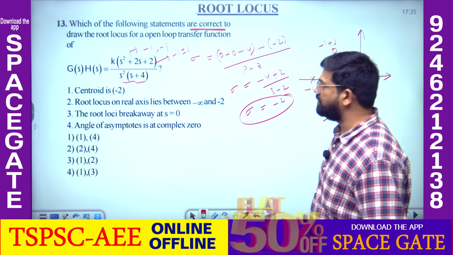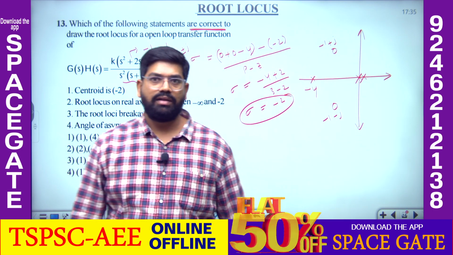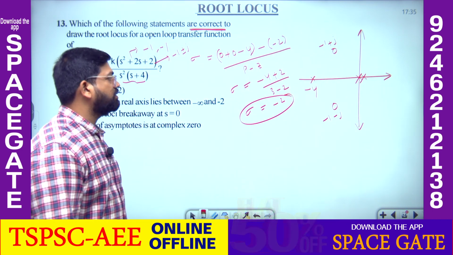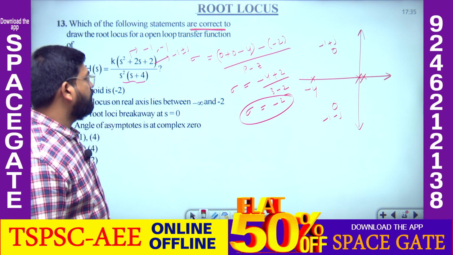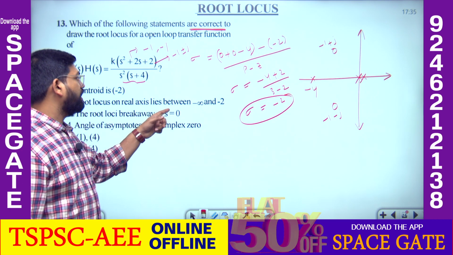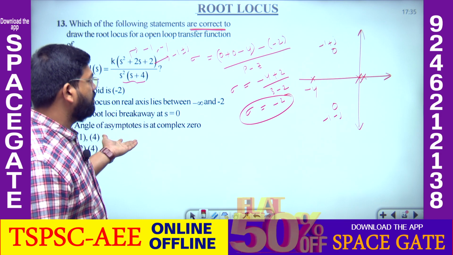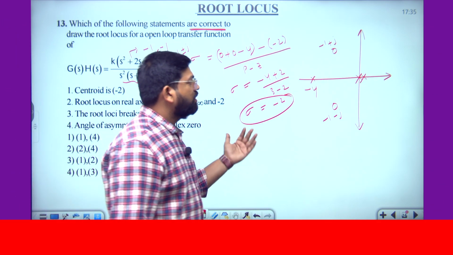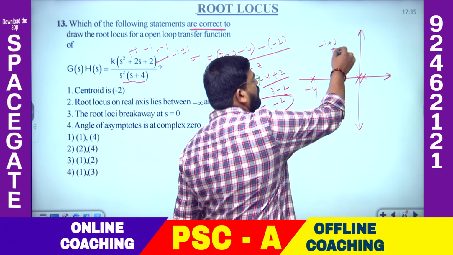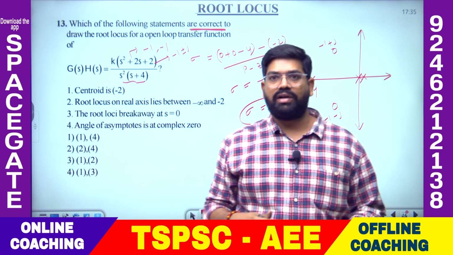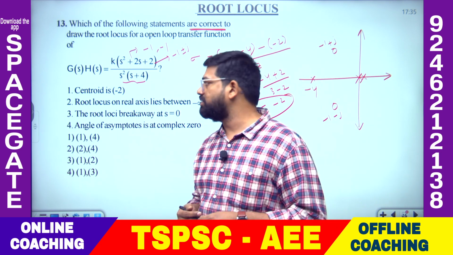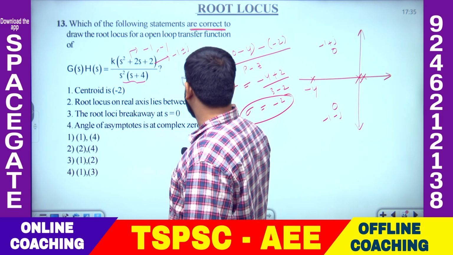If you do that, what will we get from this? Look here, definitely the root locus on the real axis lies between, it is not in between minus 2, it could be even, look here, it crosses and is even present in the S plane, which consists of real and imaginary parts. So this is not a correct statement.